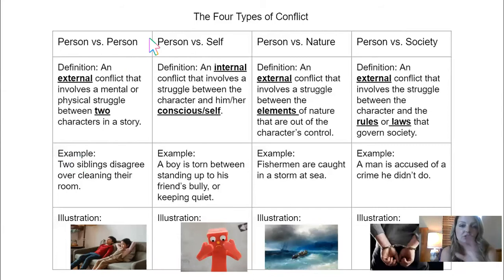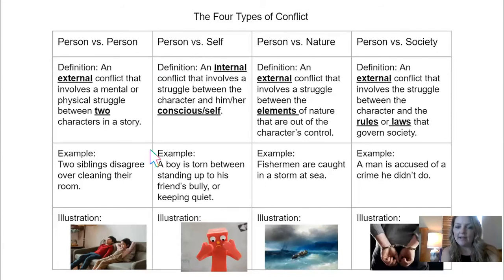So person versus self. This is our one and only example of internal conflict because it is the person versus themselves. And it says it's an internal conflict that involves a struggle between the character and his or her conscience or their self. Okay, so yeah, they're conflicted about something. So you find out in the story what that is, right?